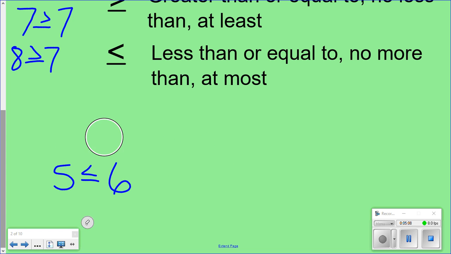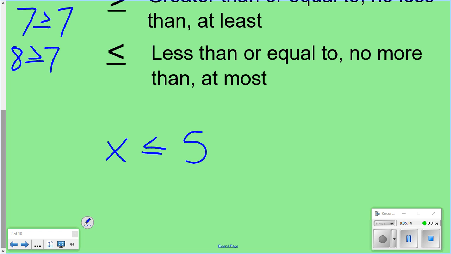What does this mean? So let's say that I say this, x is less than or equal to 5. I don't know what x is, but what could x be? If x is less than or equal to 5, what are some things x could be? A number less than 5. So 5, 4, right? 2, 1. What if I just say x is less than 5? What are some things x could be then? 1, 2, 3, 4. Can it be 5?